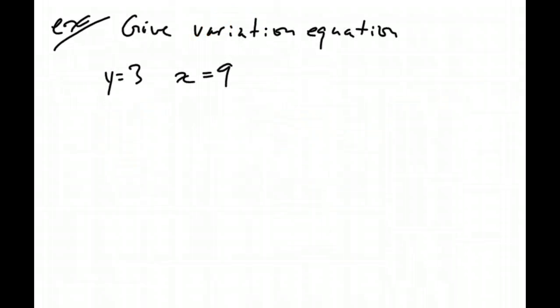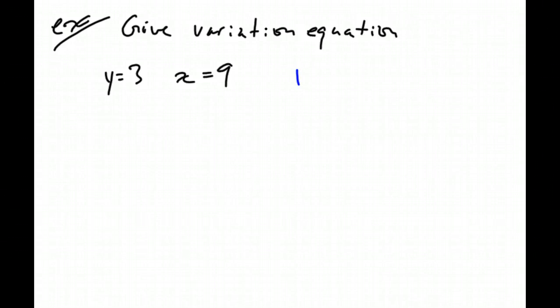You'll also have problems that will give you a point, or give you an x, give you one variable and give you another, and you're going to have to write a direct variation equation that matches these two things up.